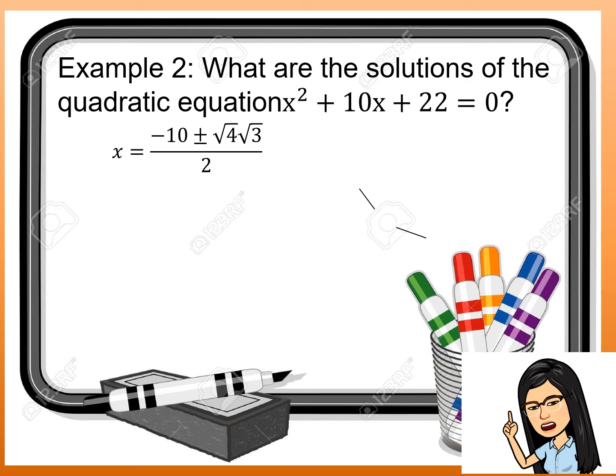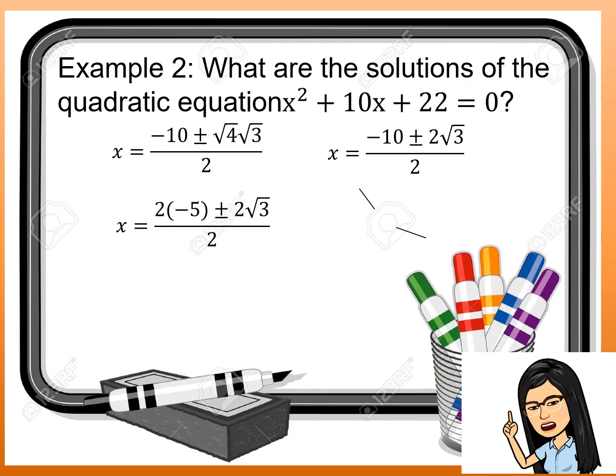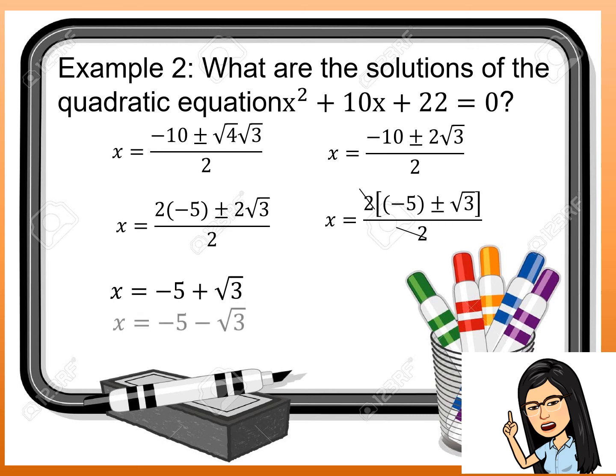So x is equal to negative 10 plus or minus the square root of 4, which is 2, times the square root of 3, all over 2. Since 2 is a factor of all of the terms, let us factor out 2 and cancel the numerator and denominator. Therefore, x equals negative 5 plus the square root of 3 and x equals negative 5 minus the square root of 3.